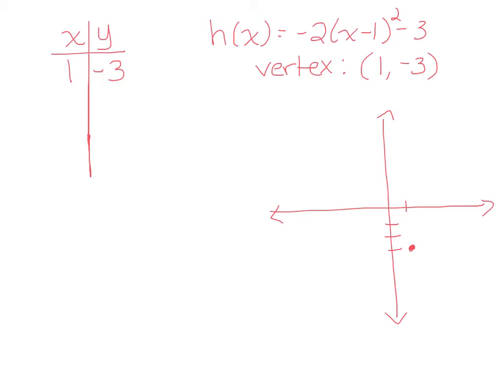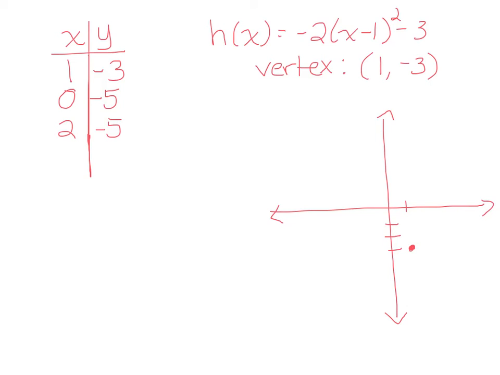Now let's find a point on the left-hand side and on the right-hand side. Equal distance, that way we know it's going to be identical. So the vertex is at 1 and -3. Let's use the points 0 and 2. 1 on the left side, 1 on the right side. When we plug in 0 into our function, we find that y equals -5. When we plug in 2 into our function, we find that y equals -5. And remember, this is exactly what we want to happen because they should mirror each other on either side.